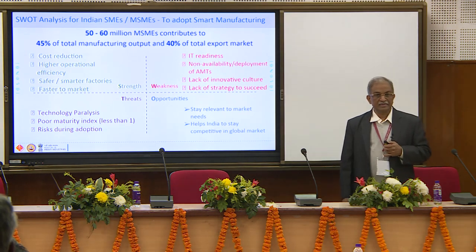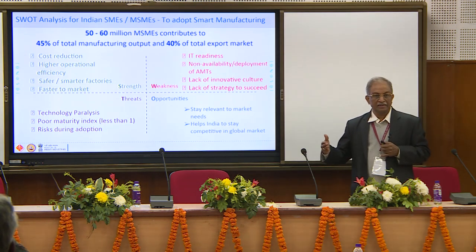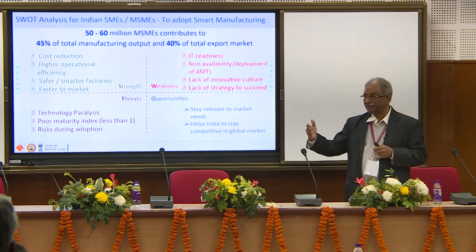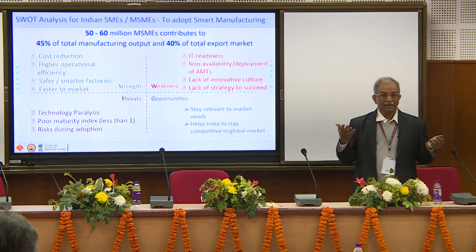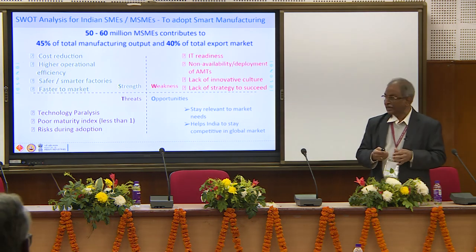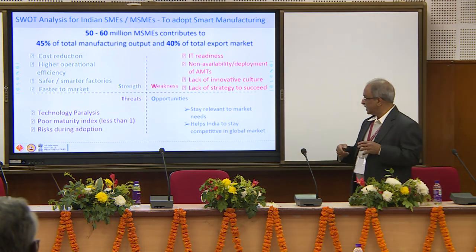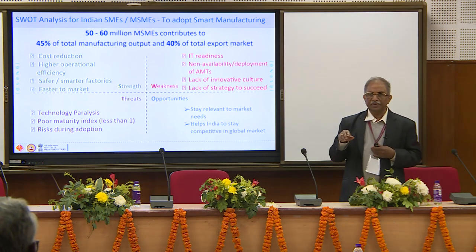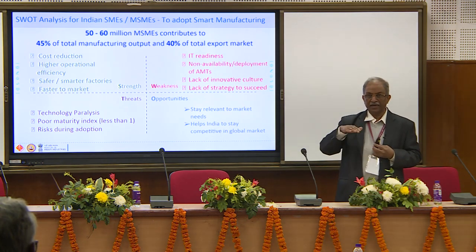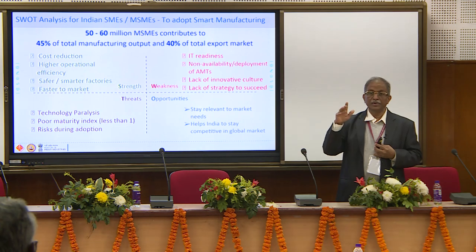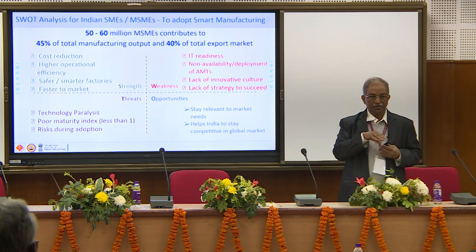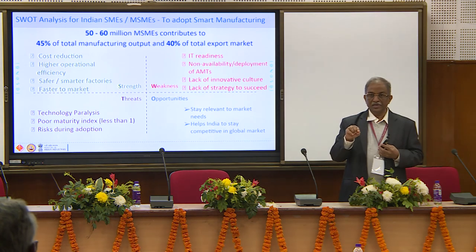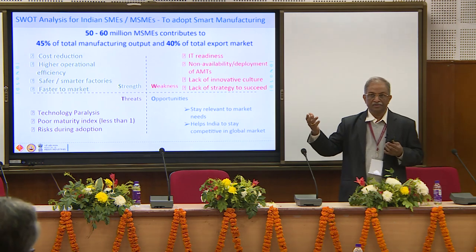Technology paralysis. The obsolescence of technology is happening every 4 years, every 5 years. So you can imagine that now with the chips and devices. So there is technology paralysis, and a poor maturity index. Most of the companies, for smart manufacturing, if you take it as a 1, they are below 1. They are at 0. I am not talking about Industry 1.0 or 2.0, but even in 3.0 they are far below 1. A CNC machine will be there, and the operators and others are using it.